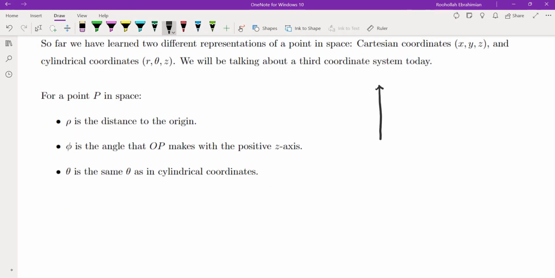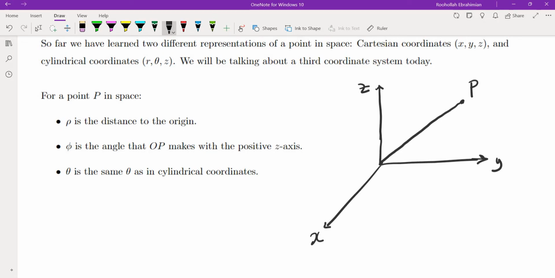So here is spherical coordinates. If we look at a point in three-dimensional space, so x, y, z, and a point P, there are three numbers that we assign to this point P. The first one is the distance to the origin called rho. So that's the Greek letter rho. The second one is the angle between the positive z-axis and OP. And the third one is the same theta as in polar coordinates. So this is theta.